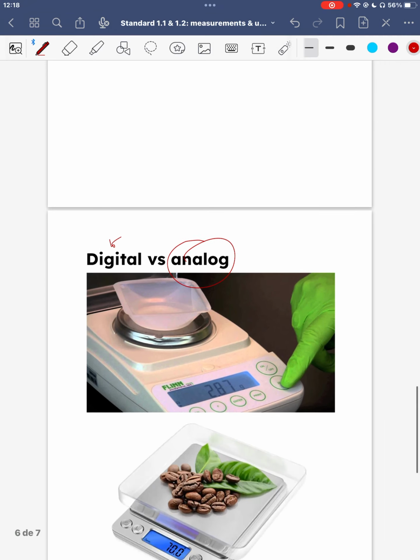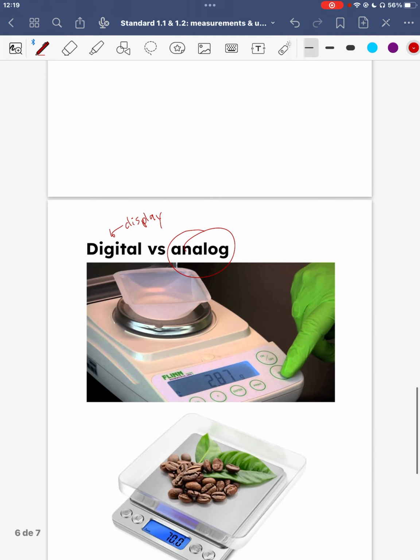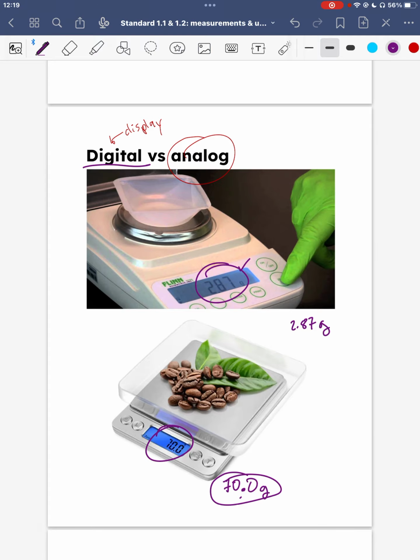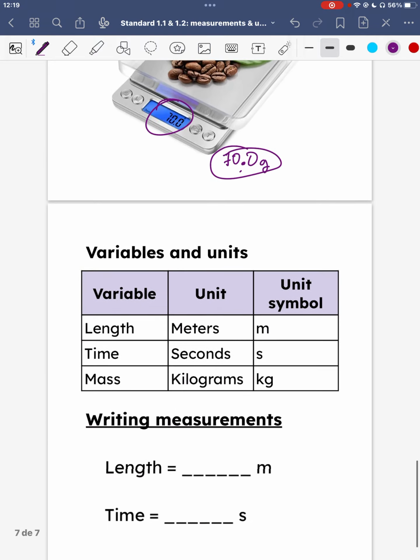Digital tools have some kind of display. The only rule we need for digital tools is that you always write down the entire number it gives you. So if it gives me 2.87, I'm going to record in my notebook 2.87. If it gives me a bunch of zeros, like 70.0, I will not write down just 70. I'll write down 70.0 grams. So digital tools are a little bit easier. I just need to write down everything it says.